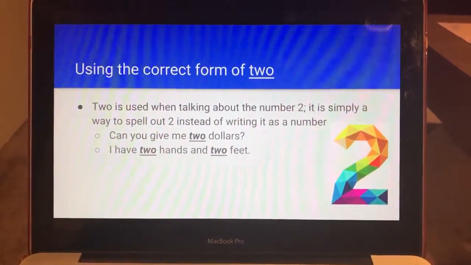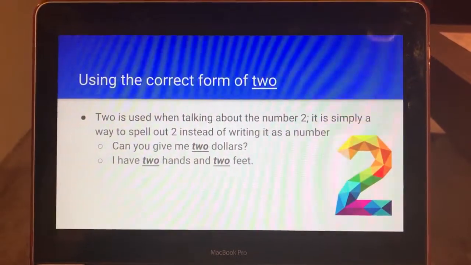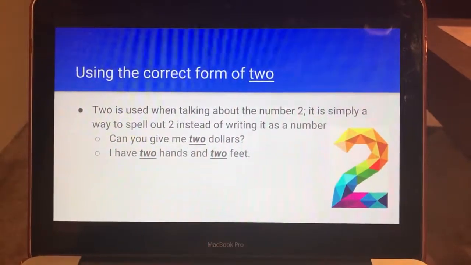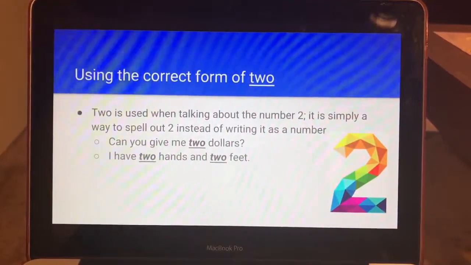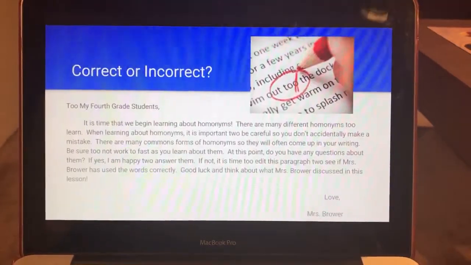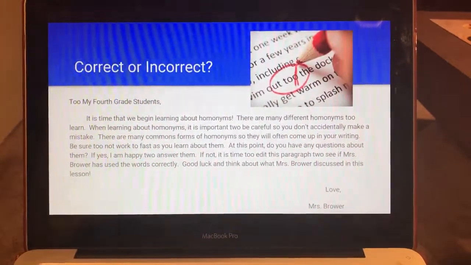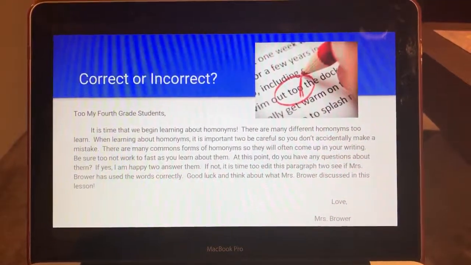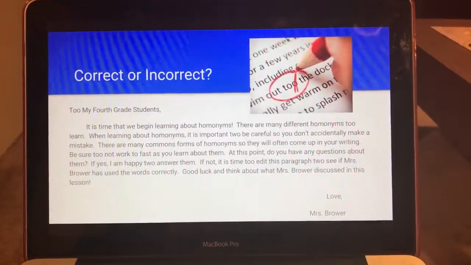So it's just a way to write the word number 2 in a word instead of as a number or a digit. Examples include, can you give me $2? And I have 2 hands and 2 feet. Now, as we move forward, I am going to be displaying a paragraph that I wrote to you, and you might notice that Mrs. Brower did not use some of the forms of to correctly.